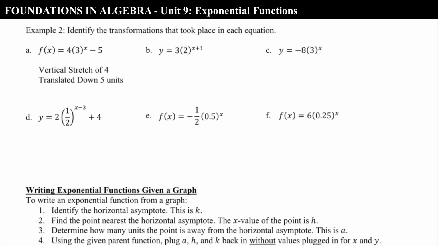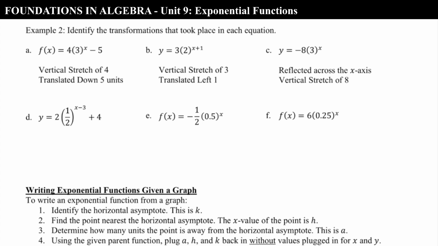For B, no minus out in front, but we do have a number. The 3 tells us that we are stretched by 3. And the +1 following the x tells us that we have shifted to the left 1. For C, we have a negative out in front, so we're reflected across the x-axis. 8 is greater than 1, so we are stretched by a factor of 8. And there's nothing else happening. We have 3 to the x, which is our exponential parent function, and nothing else is happening.